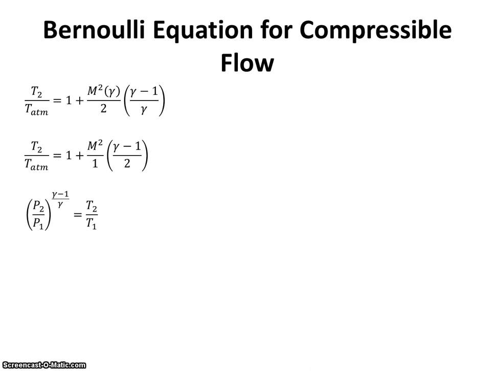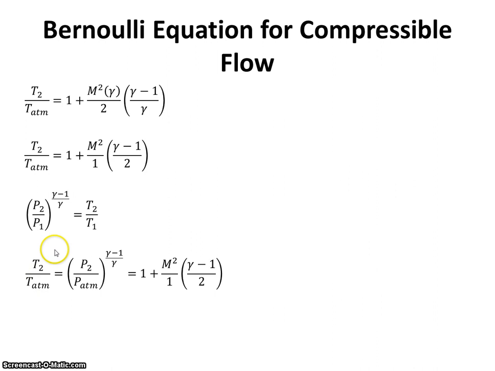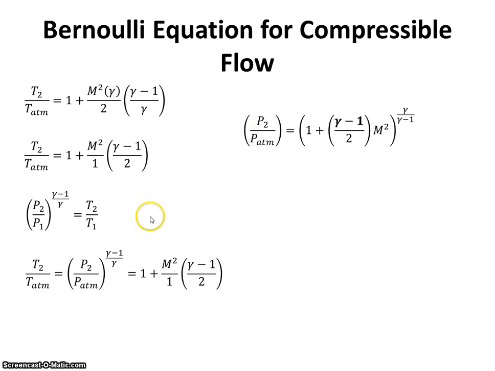In the previous screencast, we saw that in an adiabatic process, the pressure ratio to the power of gamma minus 1 all over gamma is equal to the temperature ratio between two points. So we have a temperature ratio here, and we can say that this temperature ratio is equal to this pressure ratio. It's just expanding out this equation. But we know that this temperature ratio is also equal to that. Therefore, I can say that the pressure ratio, P2 to P atmospheric, is equal to 1 plus gamma minus 1 all over 2 times Mach number squared, to the power of gamma over gamma minus 1. Therefore, multiplying across by the atmospheric pressure, P2 is equal to this expression here.